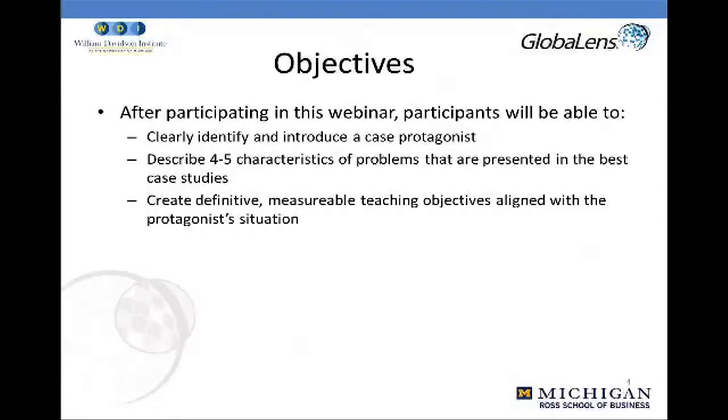Some objectives by the end of today. I really want you to be able to identify and introduce a case protagonist in your case study, be able to describe some characteristics of the problems that are presented in the case studies, and then be able to create good teaching objectives that are aligned with what you want to accomplish with your case study, as well as make them attainable given the protagonist's situation and capabilities in the organization he's in.